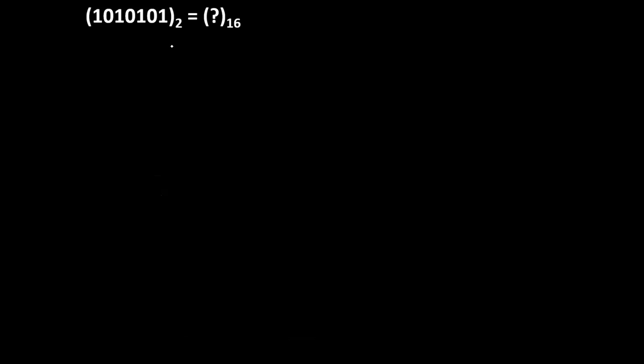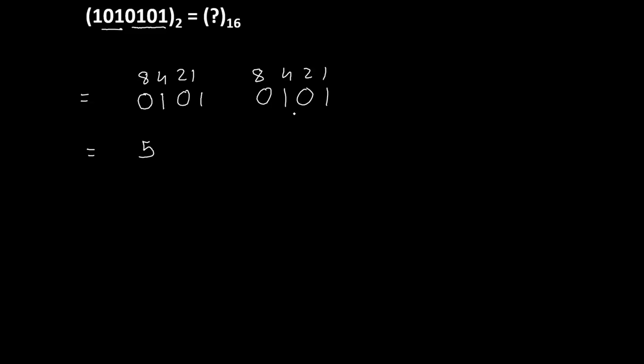So what we will do, starting from the last point, we will make group of 4 digits. So our first group will be 0101. Then second group will be 101. Now in order to make group of 4 digits, we will add one more 0 over here. This 0 has no significance. Now we will write code using 8421. So over here 4 plus 1 is 5 and this 4 plus 1 is 5. So this is our number with base 16, means this 55 is in hexadecimal format.